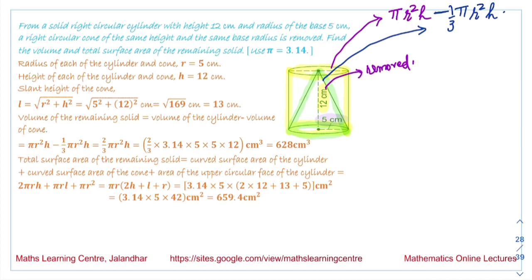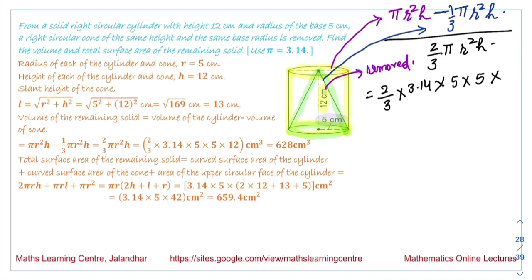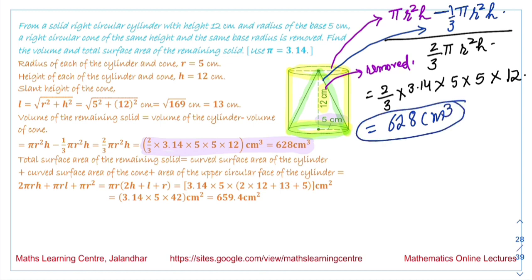So the volume of the remaining solid, that is the difference of these two, will be 2 by 3 pi r square h. When we substitute the values, we get 2 by 3 into 3.14, using the value of pi as 3.14, into the radius 5, so 5 into 5, into the height 12. On multiplying these values, the answer we get is 628 centimeter cube. This is the volume of the remaining solid.